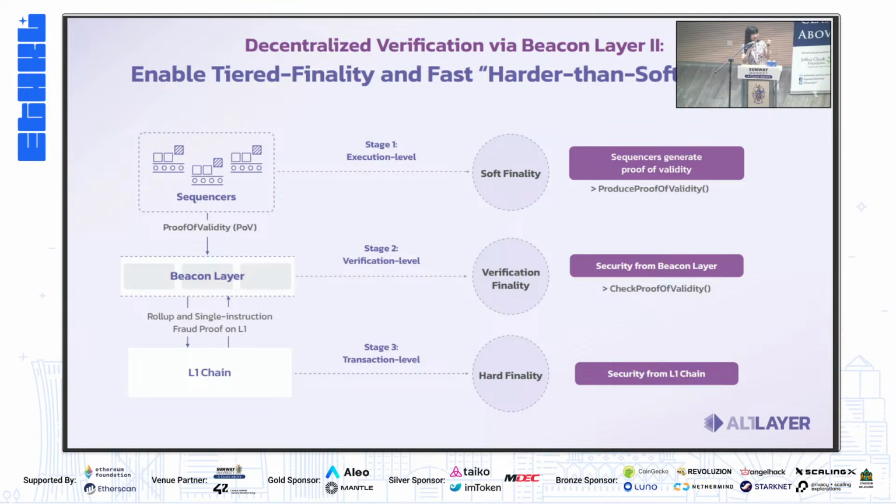Thank you. So what AltLayer is providing, the Interlayer, is adding an extra layer of security to that soft finality. So you can say you have arrived at verification level security. That could mean DeFi protocols and other protocols can utilize this functionality to enable cross rollup messaging and transfers.